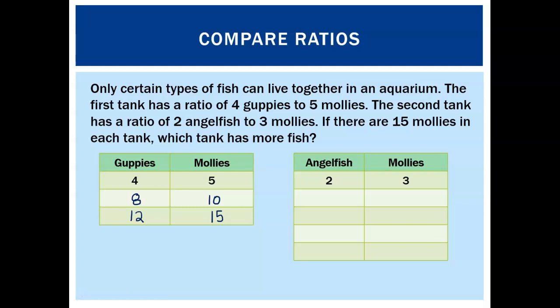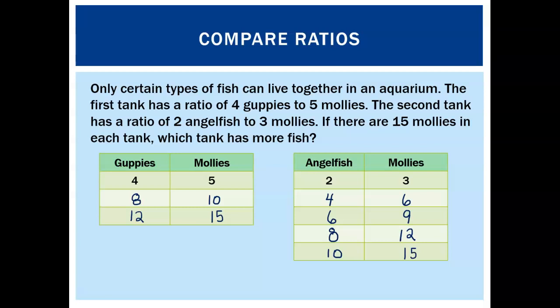Let's go to the table with a ratio of 2 angelfish to 3 mollies. We can complete this table in the same manner. 2 times 2 is 4. 3 times 2 is 6. There are 4 angelfish to 6 mollies. 2 times 3 is 6, and 3 times 3 is 9. 2 times 4 is 8. 3 times 4 is 12. 2 times 5 is 10. And 3 times 5 is 15.